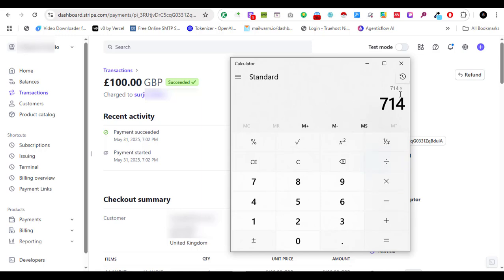So let me multiply it by the current dollar rate. I think the dollar rate should be around 1,600 and above. So let me just multiply it by 1,600, and that is 1.142 million naira. As you can see, that's about 1.1 million naira, just with everything created with AI.